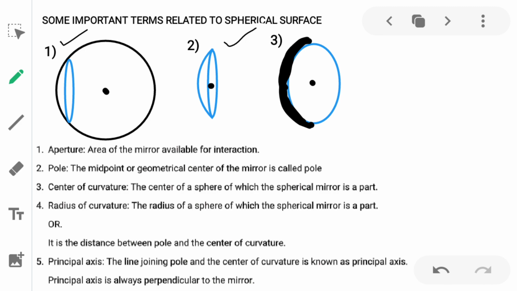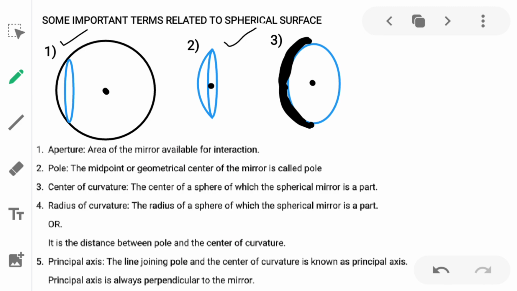Among those, the first one is aperture. It is the area of the mirror available for the interaction of light. So the surface area of the watch glass, you can call it the aperture. The second point is pole.